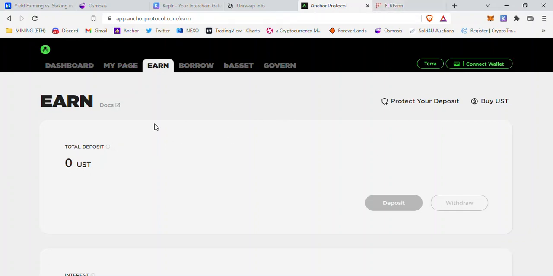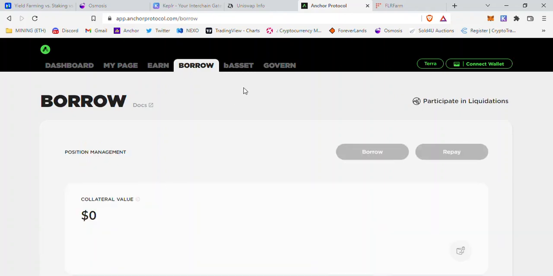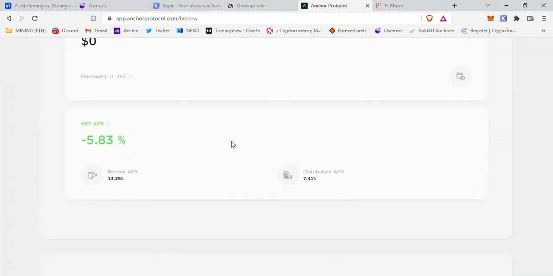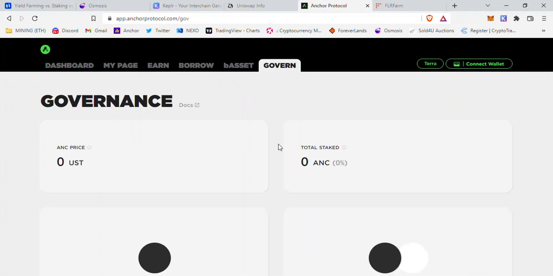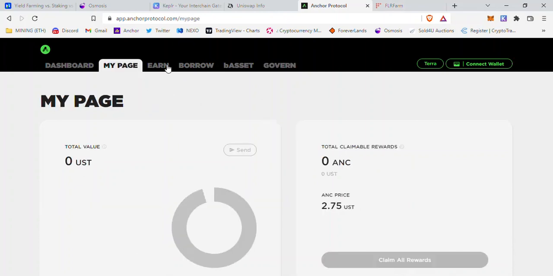And again, this is just for the purpose of letting people borrow. So you entering your money into this, depositing it here, allows someone else to borrow on the other end. And then you can also stake your governance tokens as well. It's all encompassing, and it's really just a way for the protocol to function.